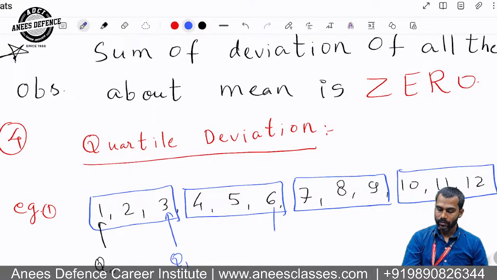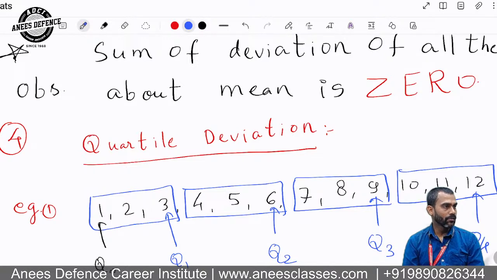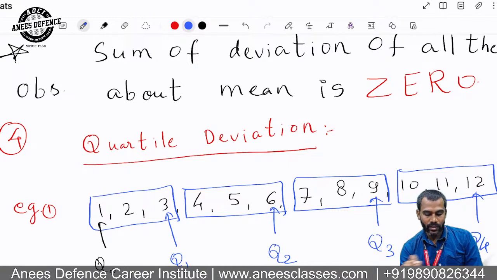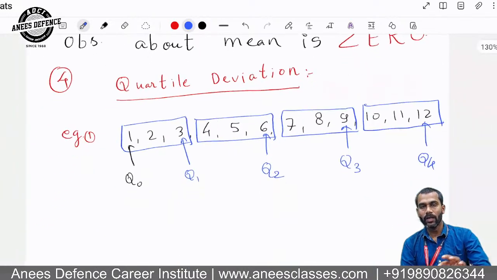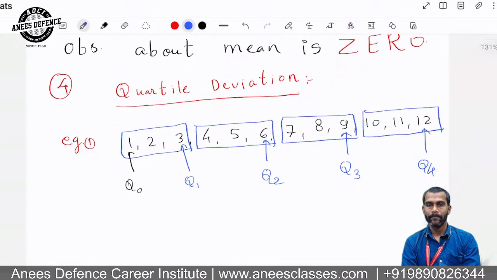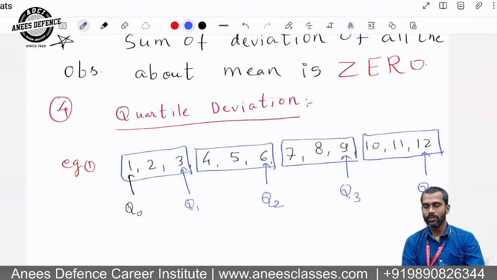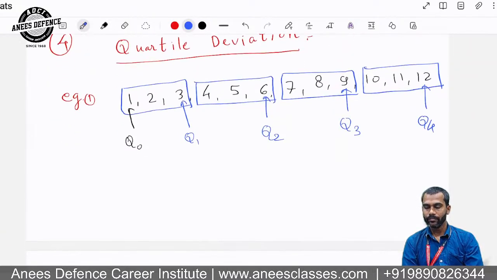This is nothing but Q2. This is nothing but Q3. This is nothing but Q4. I hope it is clear. Just write down the example first. So the first quartile for this data is 3. Second quartile for this data is 6. Third quartile for this data is 9. And fourth quartile for this data is 12. Is there any doubt? Online students, are you getting or not?